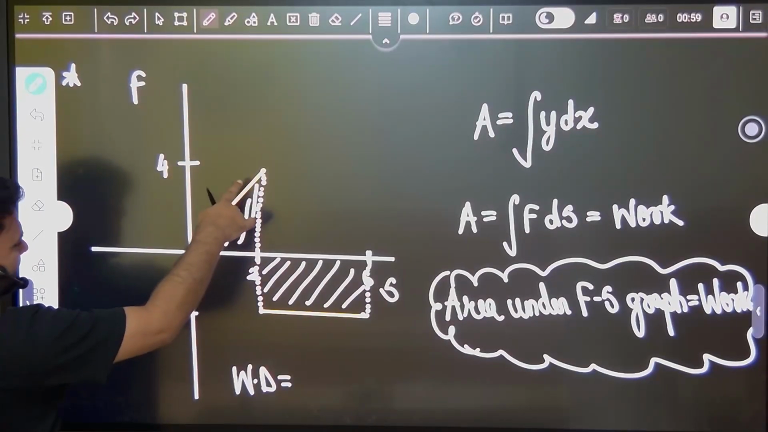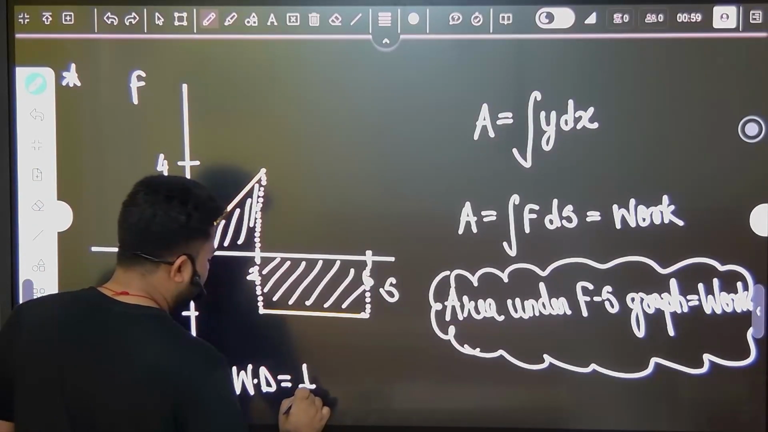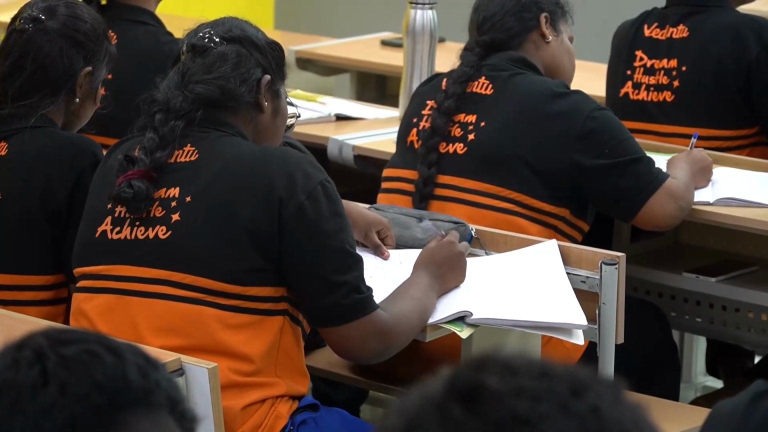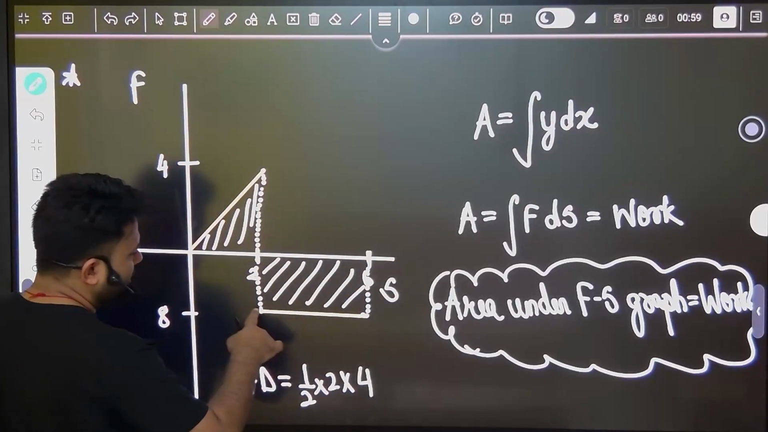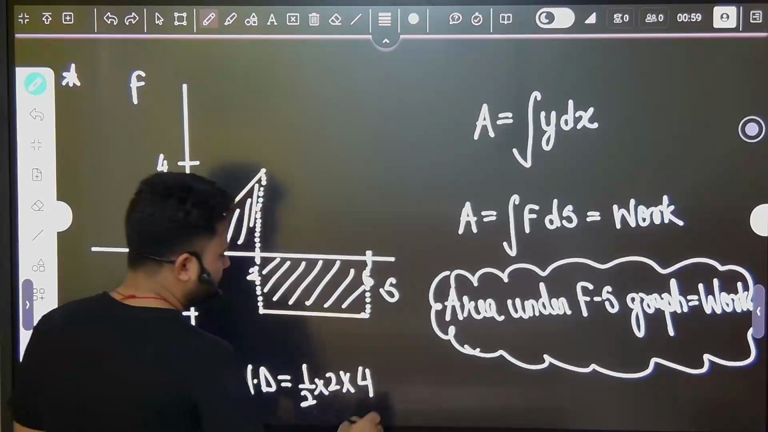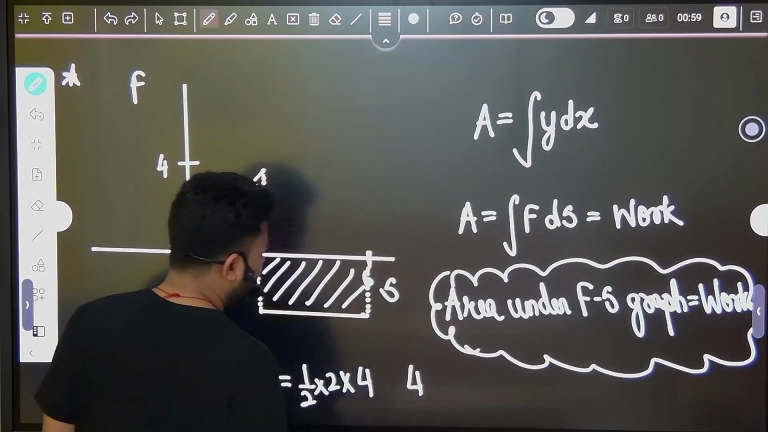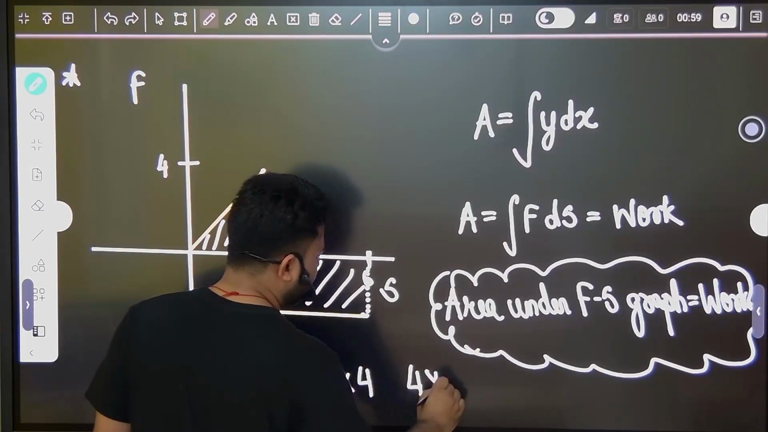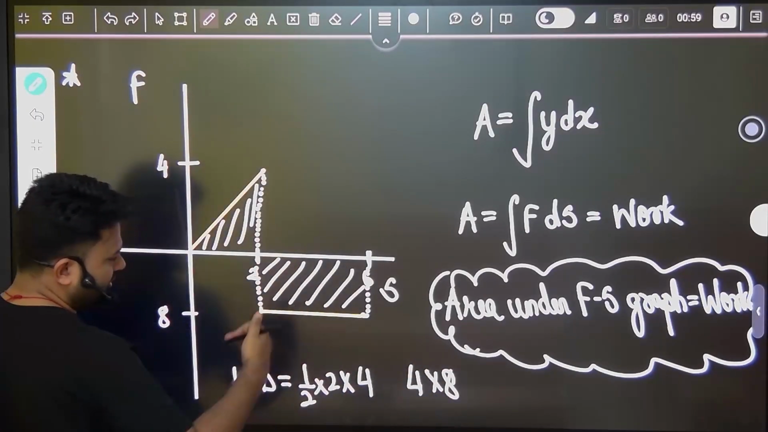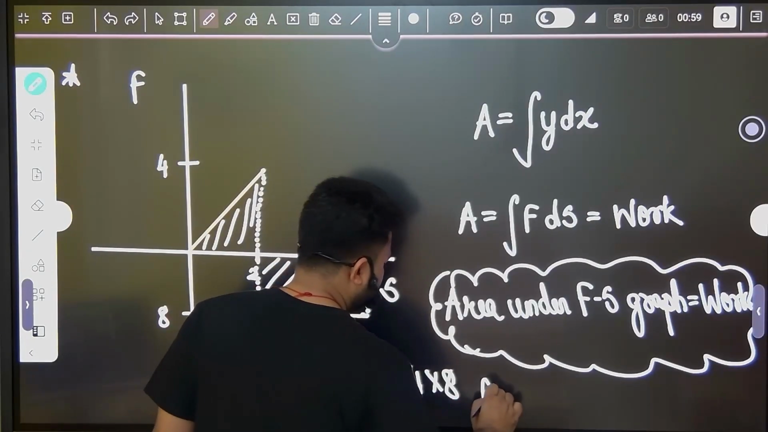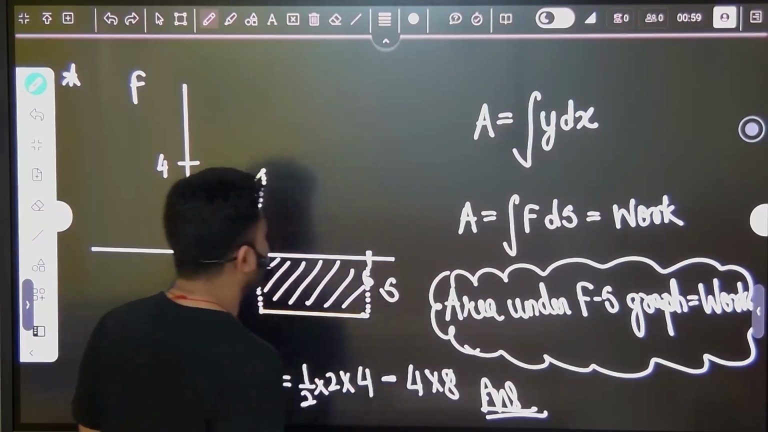So this area will be area of triangle. So half, base is 2, height is 4, and this area will be positive, and this area of a rectangle. So this is 2, this is 6, length will be 4, and this breadth is 8. So 4 into 8, and since this is below the x-axis, we will write negative. So this will be the answer. Work done.